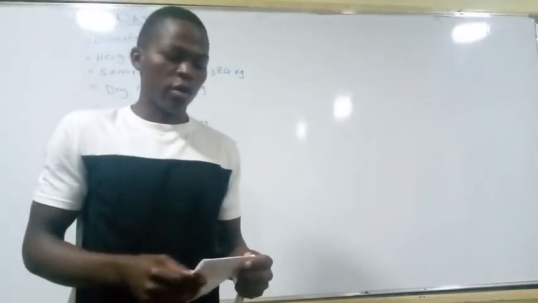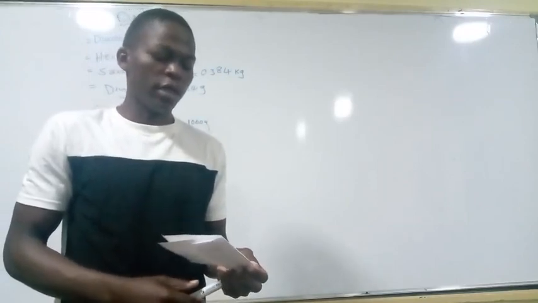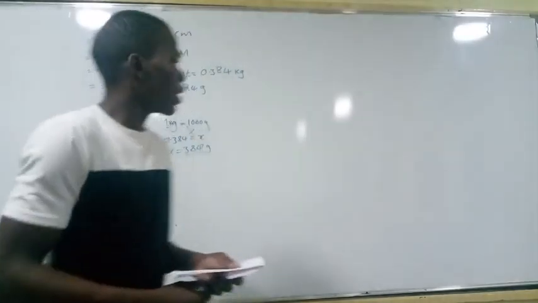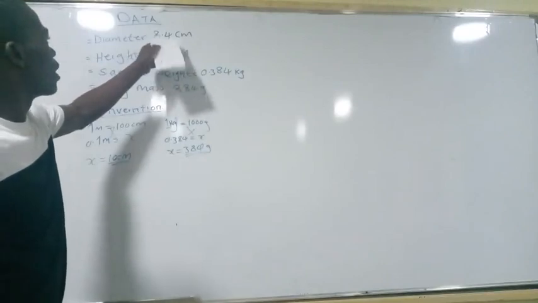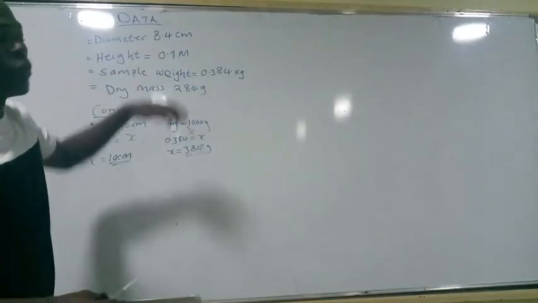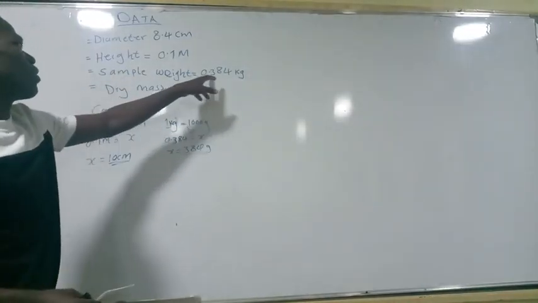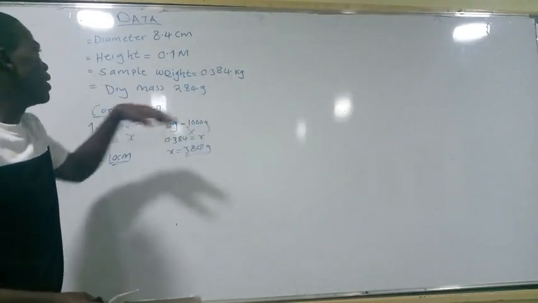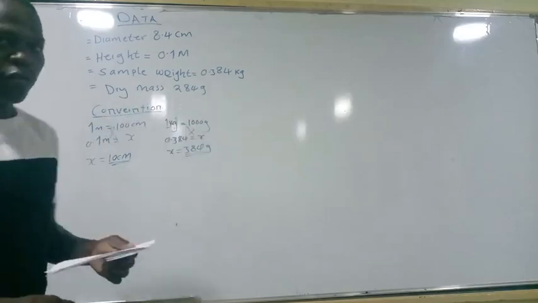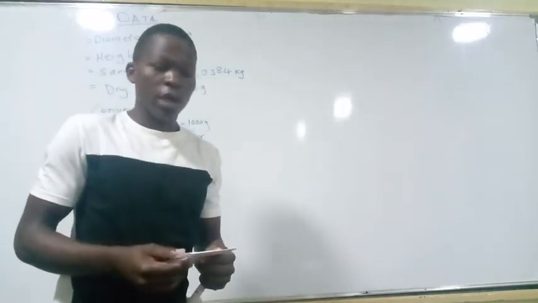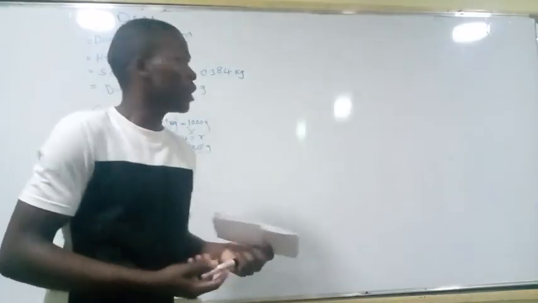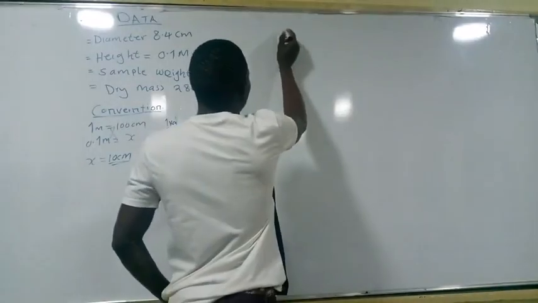In this video, I'm gonna solve the problem of regression under bulk density. To start with, given that the diameter of the core ring was 8.4 centimeters, the height was 0.1 meters, the sample weight was 0.384 kg, dry mass was 284 grams. Now, the first question we've been asked is to calculate the bulk density, and you know that bulk density is equal to, so we have the solution here.